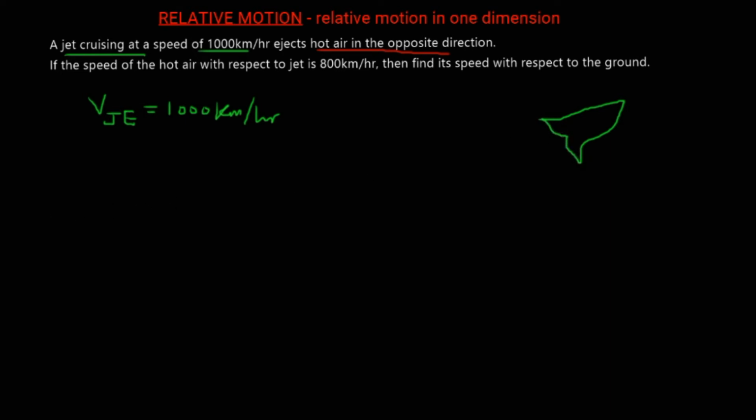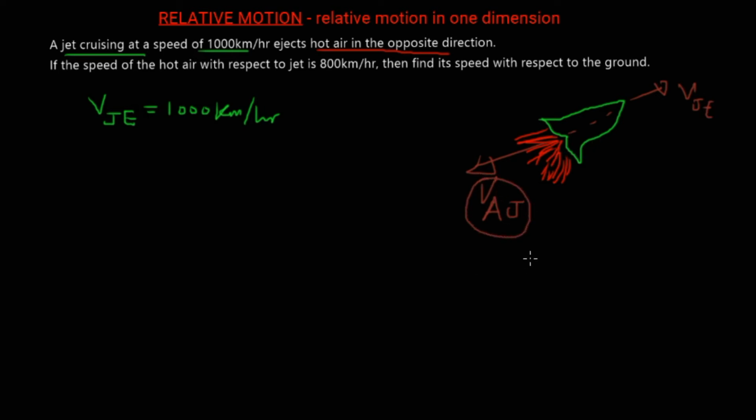So, and this is the hot air in the opposite direction. So we can have something of this nature. The jet moves this way, velocity of the jet to the earth, and then this is the velocity of the hot air, let's say A for air, with respect to the jet, because the hot air is actually coming out from the jet.